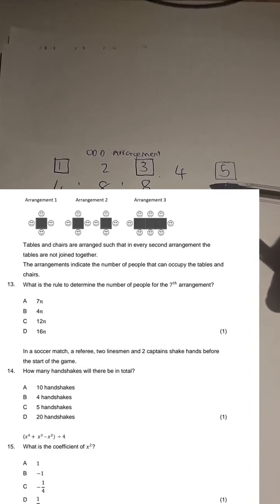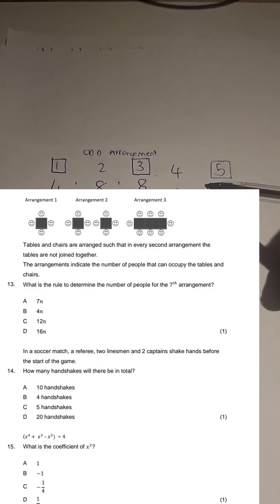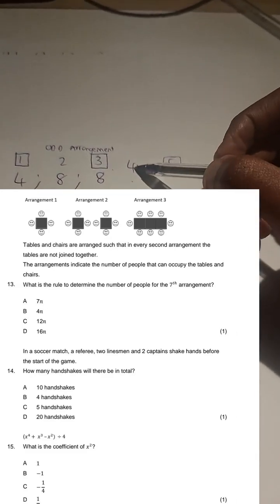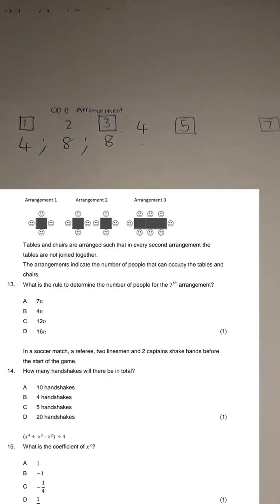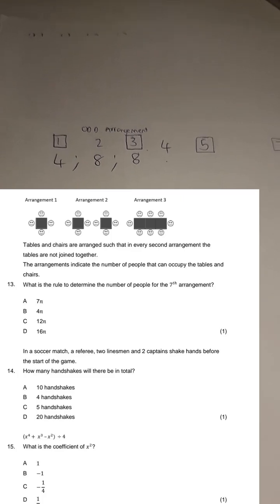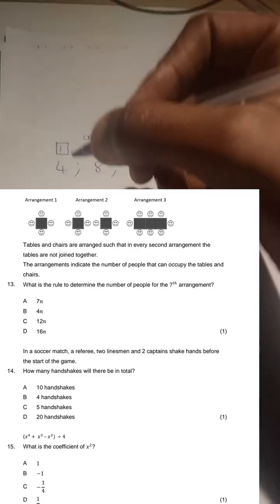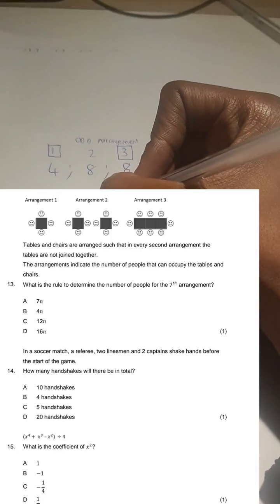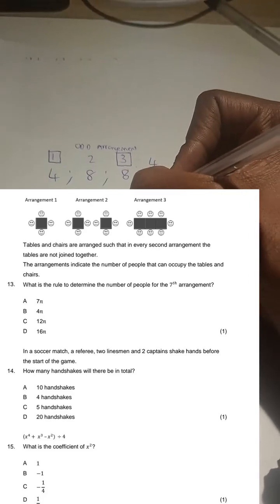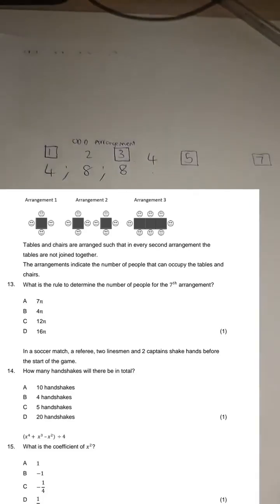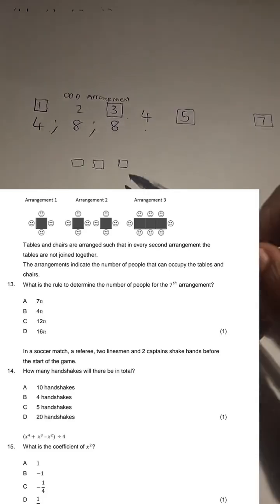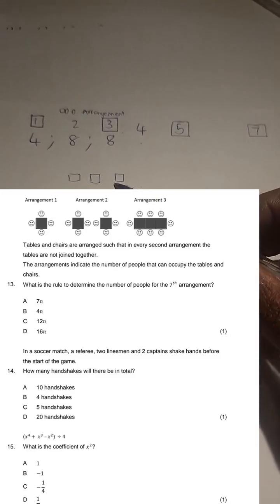In arrangement 3, I have how many people? I have 8 people again. So in arrangement 4, how many people will I be having seated in that table? Maybe it will also be important to actually write down how many tables there are. So we know there's going to be 1, but this time around the tables are going to be separate. 2, 3. All right. In that arrangement, do we all agree how many tables there will be?